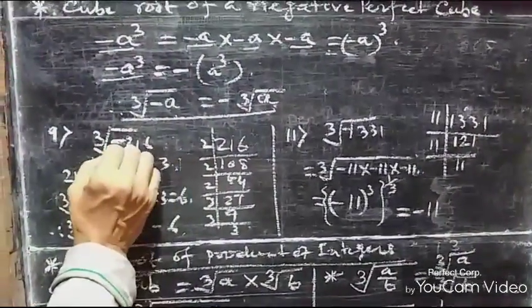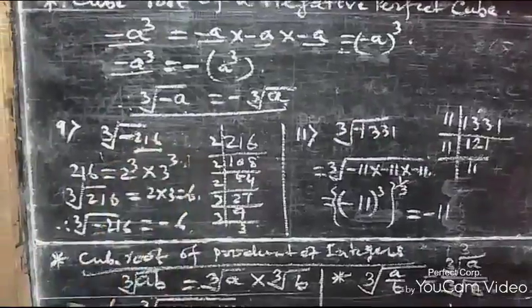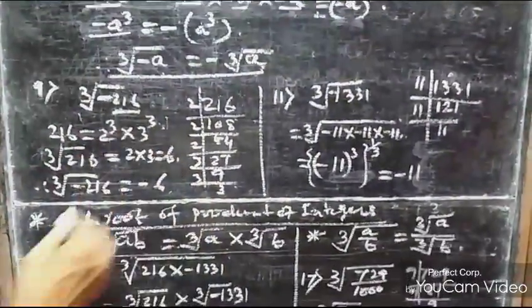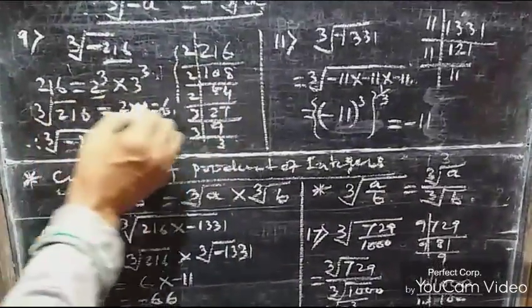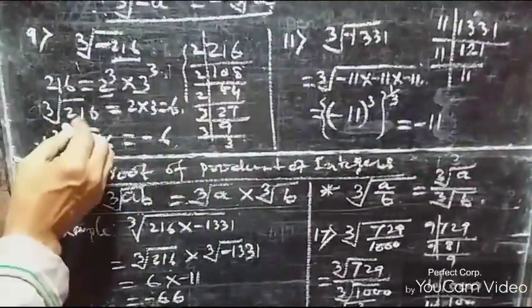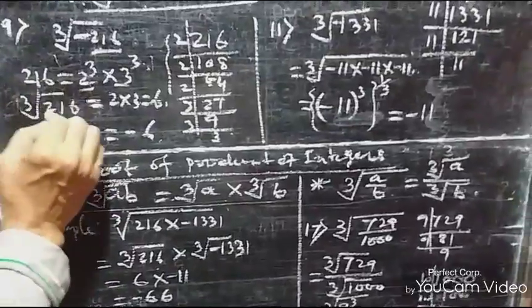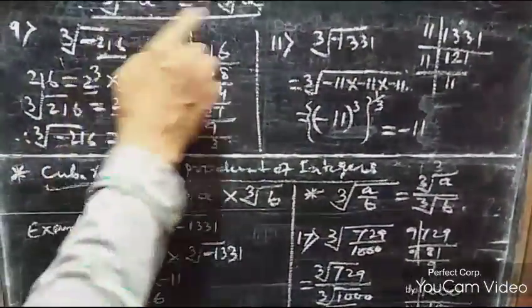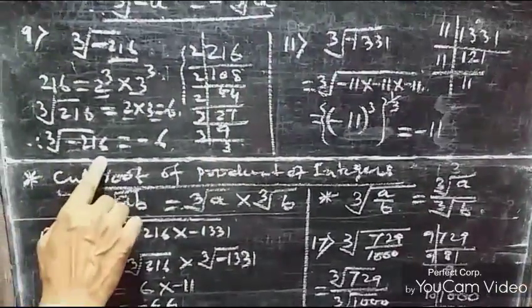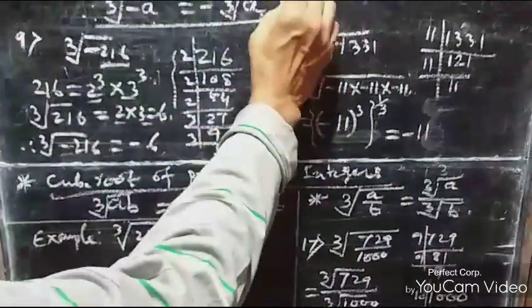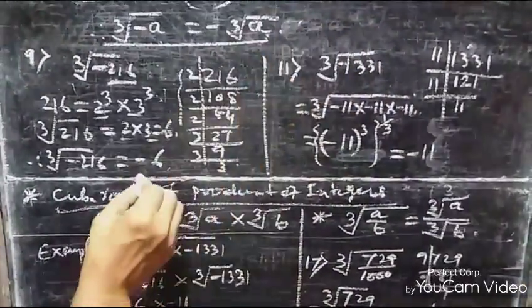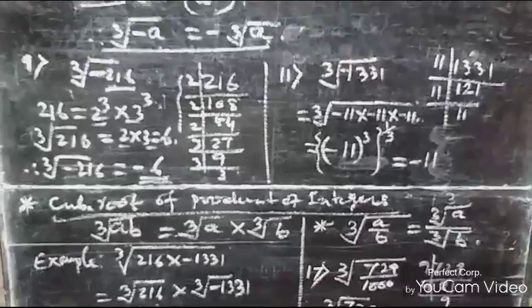Suppose we want the cube root of minus 216. Find out as usual the prime factors of 216. It comes to 2 cube and 3 cube. So the cube root of 216 will be 2 into 3, equal to 6. So using that, the cube root of minus 216 will be minus 6 here.